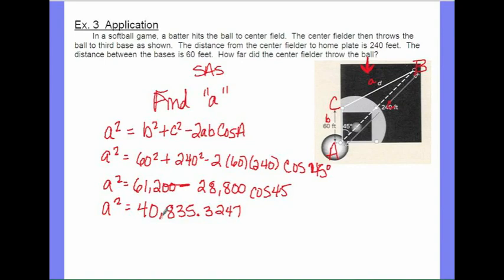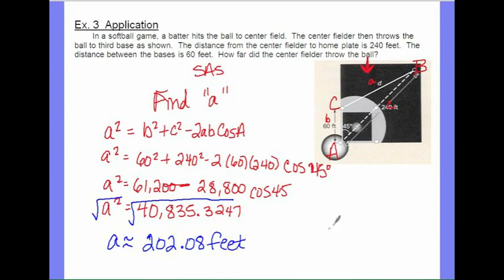40,835.3247. Now, I would prefer that you keep all that in your calculator, okay? Don't round. Only do rounding purposes for writing it down on your paper, but keep all that in your calculator and then take the square root of your answer. And so a is approximately, the center fielder threw the ball approximately 202.08 feet. And that's how number 3 works.